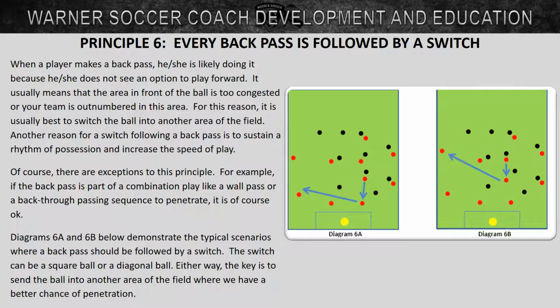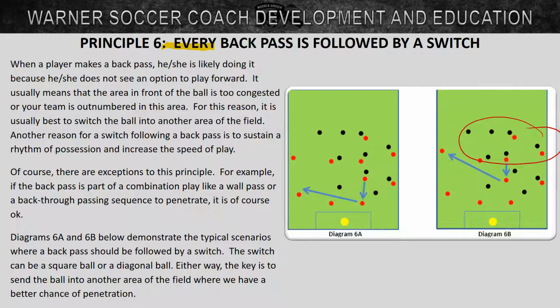Now, principle 6 is every pass back is followed by a switch. Now, I will highlight the word every. Virtually every pass back should be followed by a switch. What we are looking at here is, think about why we do a pass back. Why are we passing the ball back instead of moving laterally or forward? Well, the reason is because we have significant defensive pressure. There's nowhere to play forward.